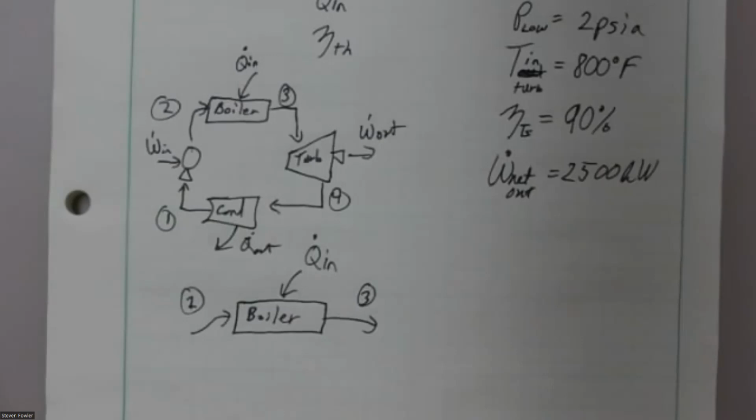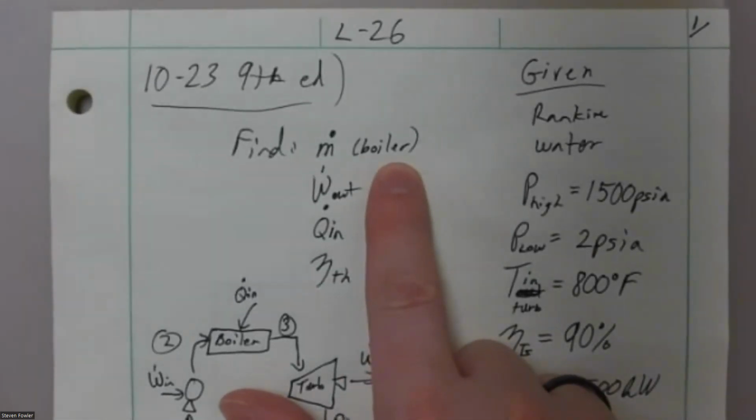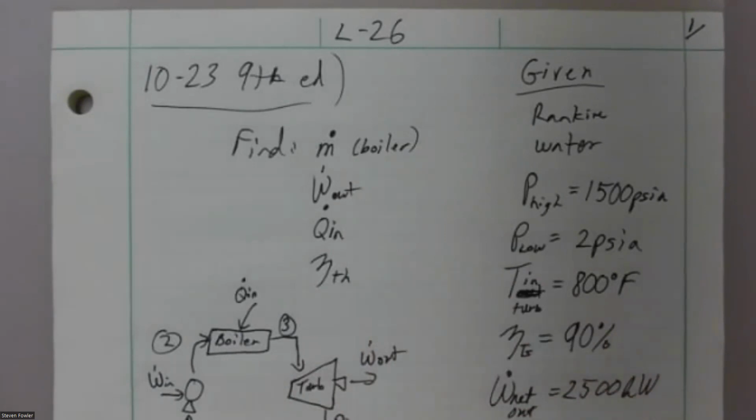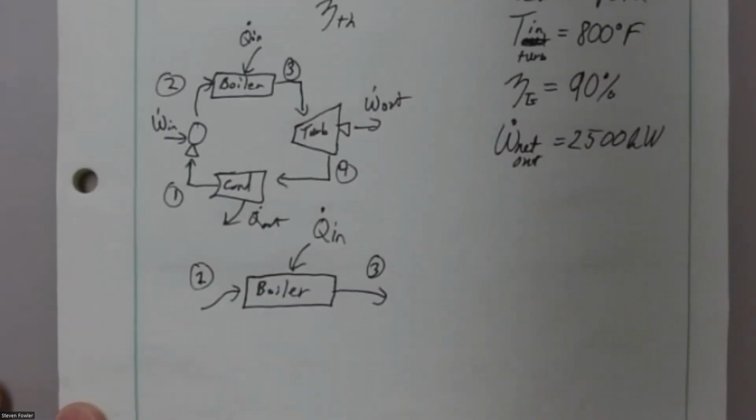The way I'm approaching it doesn't necessarily mean this is the right way. The problem statement specifically said, what's the mass flow rate through the boiler? So a lot of people would look at this and say, well, let's start at the boiler, which doesn't necessarily mean that you have to start there. I'm just approaching it maybe the way that most people would. Does that help some? Okay, cool.